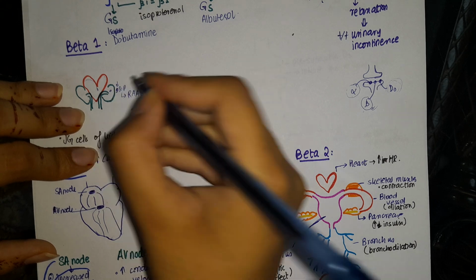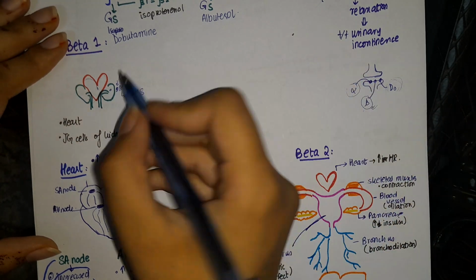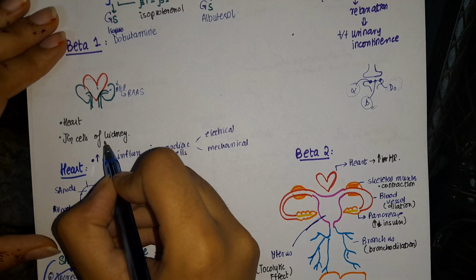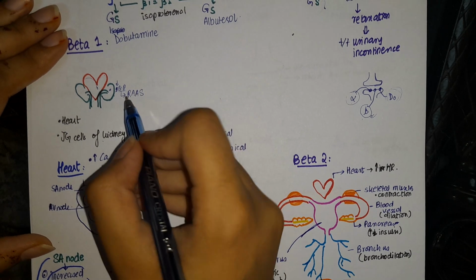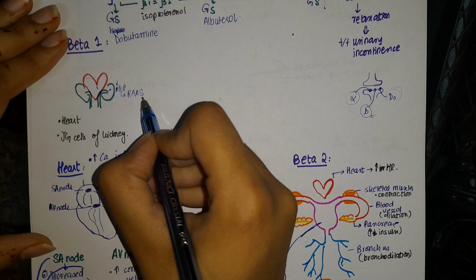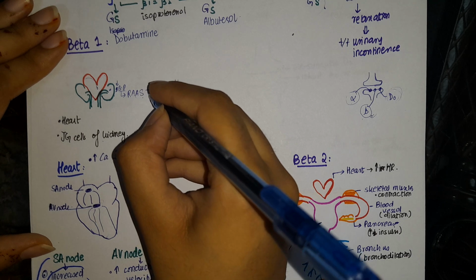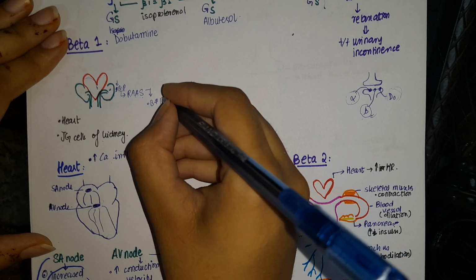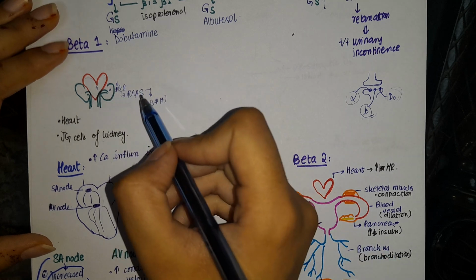Whenever you will have decreased blood pressure, like in hypovolemic shock or something, the juxtaglomerular cells of the kidney will detect this decreased blood pressure. They will go and activate this renin-angiotensin-aldosterone system. This system is going to cause contraction, and hence it will help in increasing the blood pressure to the normal. So these are two effects that are observed.